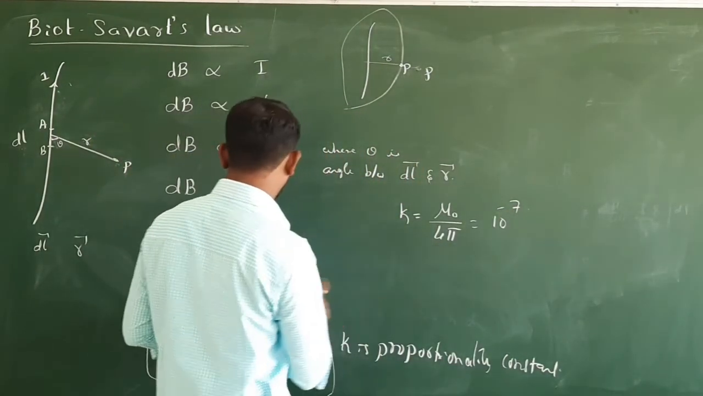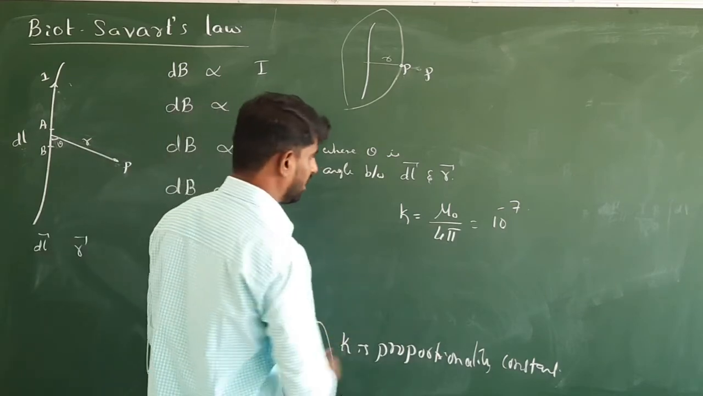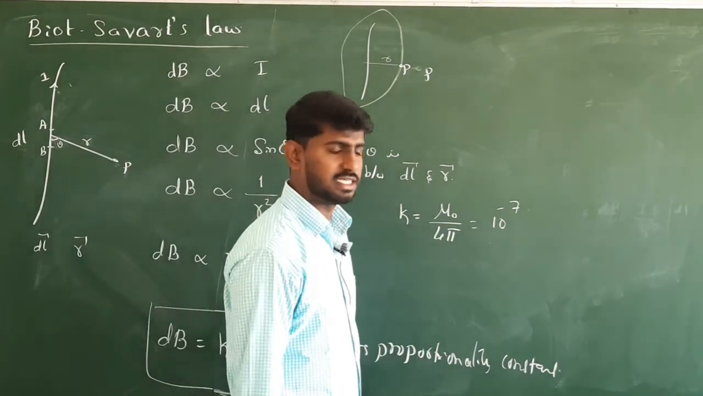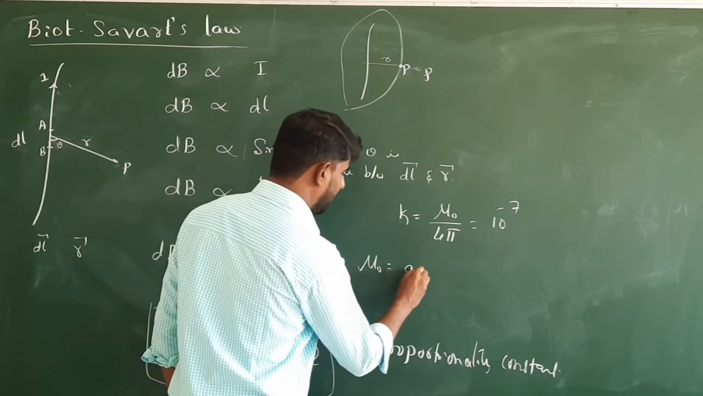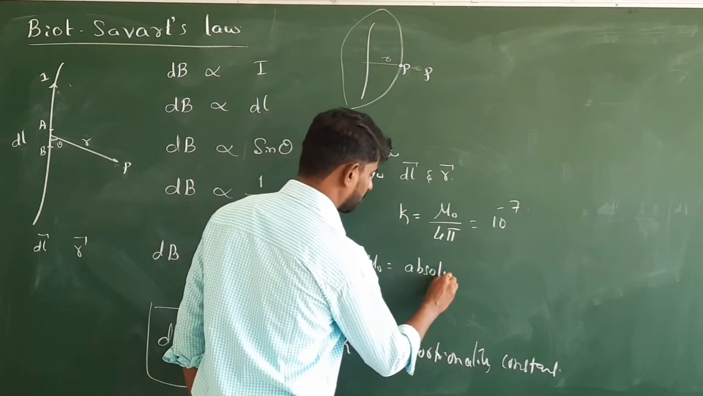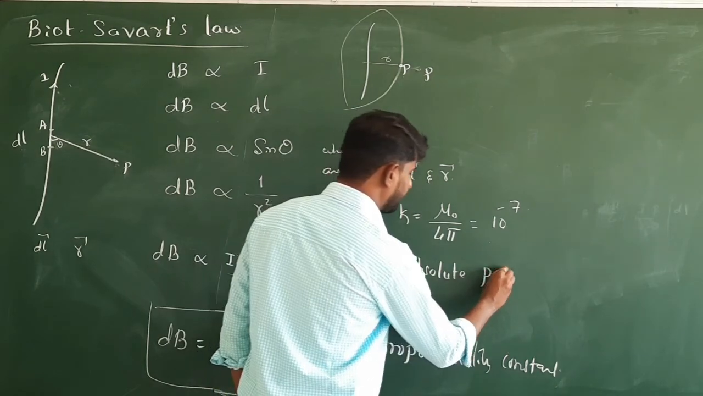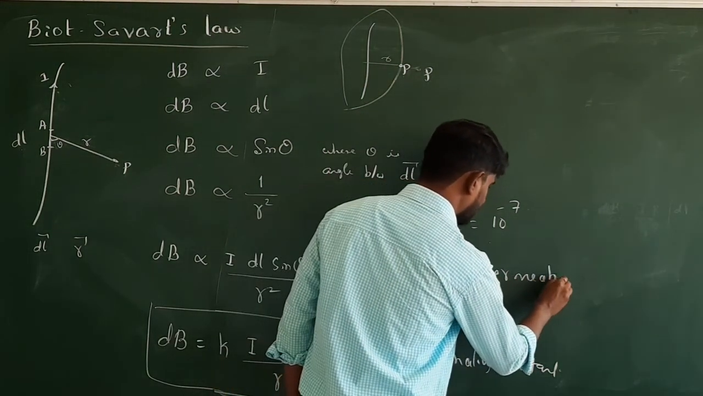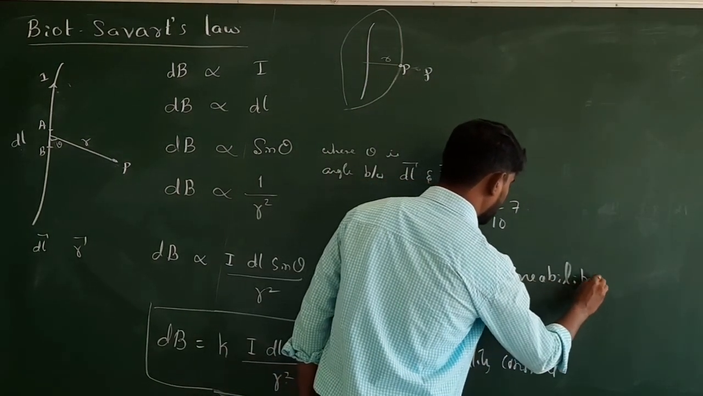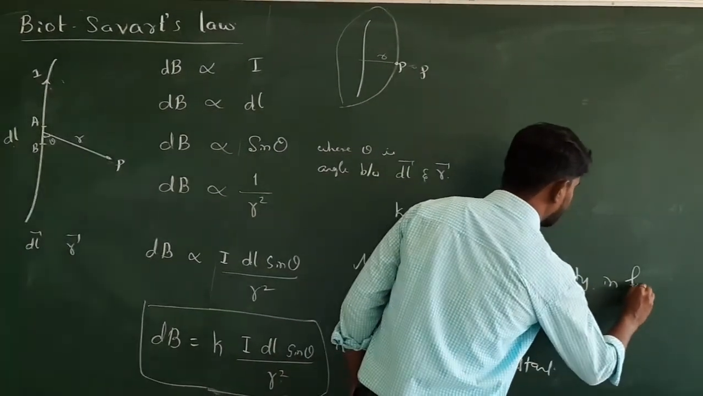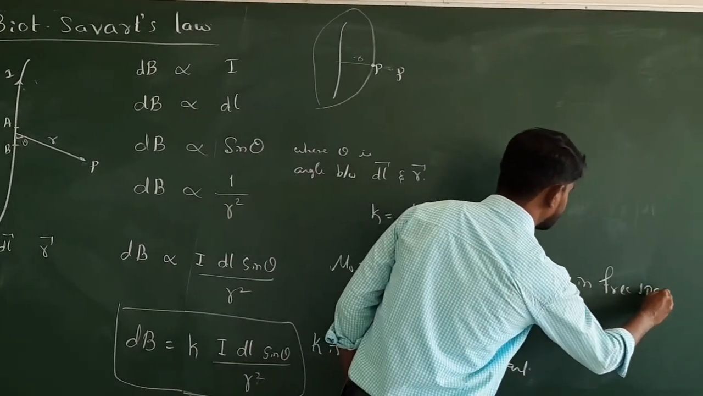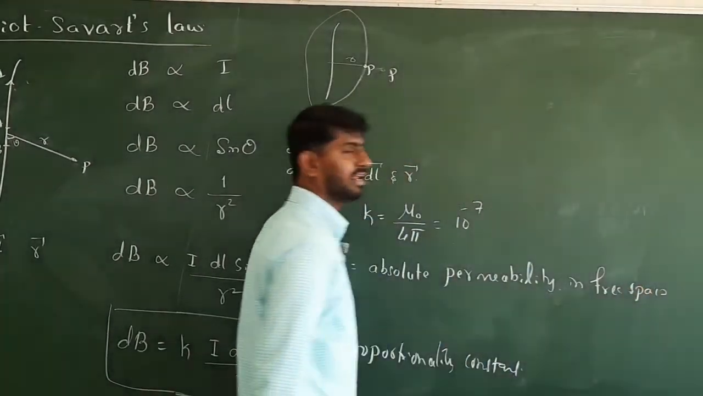I will teach you its unit when we come to it. 10 to the power minus 7. Okay. So what is mu naught? Mu naught is absolute permeability, absolute permeability in free space.